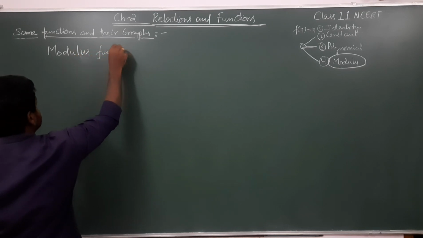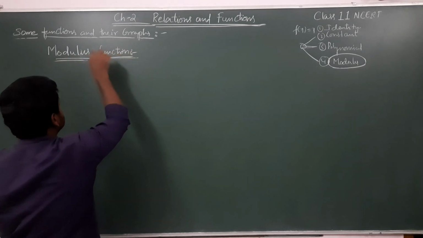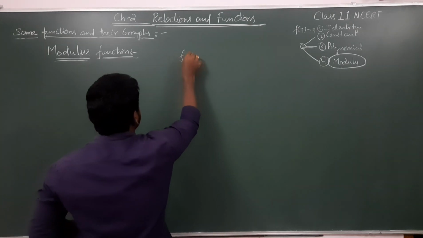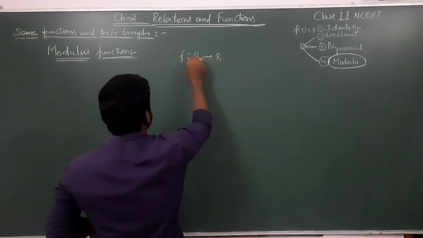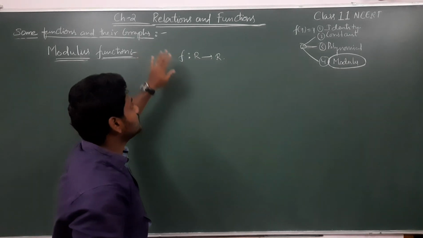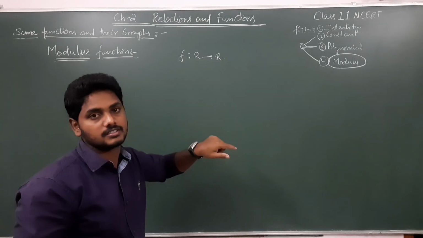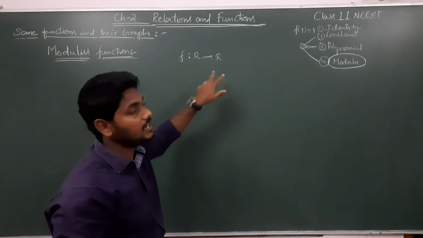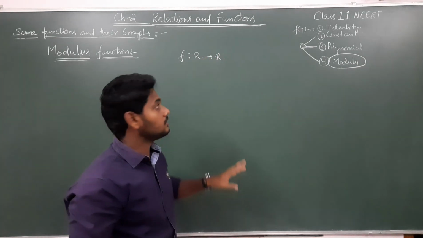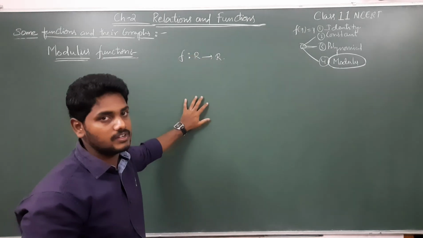Modulus function. Always for these functions and their graphs, we will consider f from R to R. See guys, now what we will discuss is the introduction of this modulus function, not for this 5 marks question. Function means, here we will consider real functions. Real functions means real valued functions. Real valued function means the codomain should be a subset of R, and here the domain is also a subset of R. These are real functions.